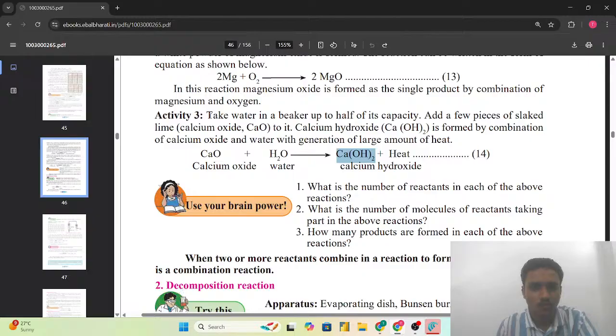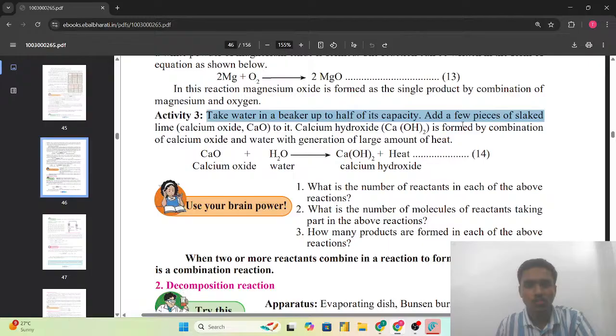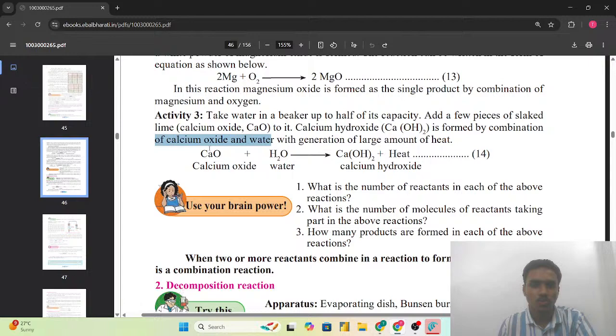Now the third equation: take water in a beaker up to half of its capacity, add a few pieces of slaked lime, calcium oxide CaO, to it. Calcium hydroxide Ca(OH)2 is formed by the combination of calcium oxide and water with the generation of a large amount of heat. This is a simple reaction: we take calcium oxide, add it to water, calcium hydroxide will form and heat will be released.